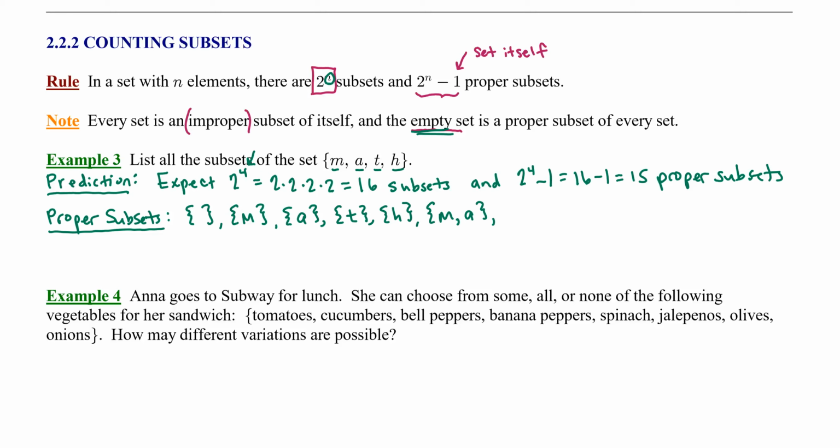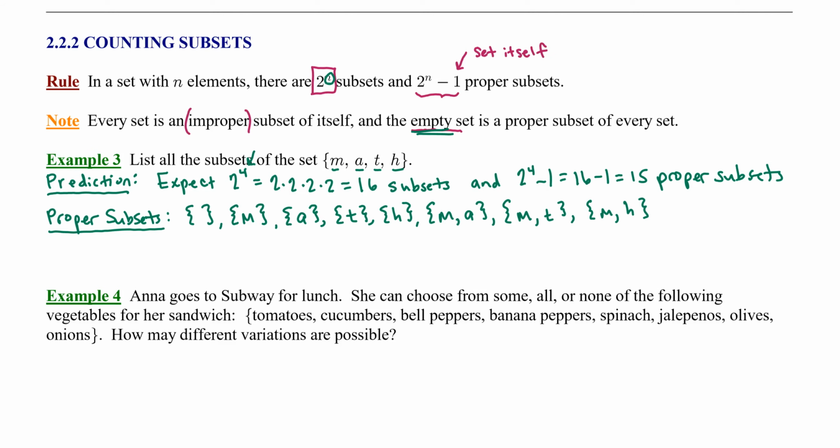Now, I'm going to try to do this systematically so I don't leave anything out. So I'm going to construct all of the 2-letter subsets that contain the letter M. So far, we have M and A. Next, I'll do M and T, then M and H. So those would be all of the 2-letter subsets that contain the letter M.